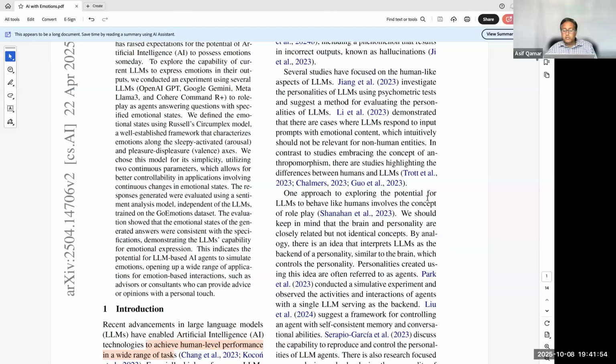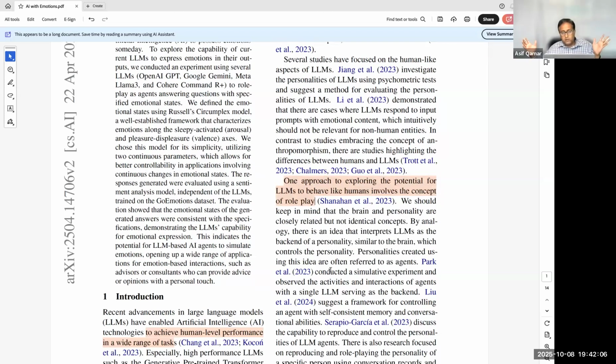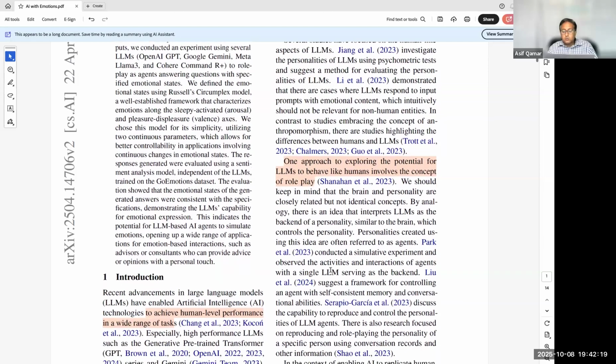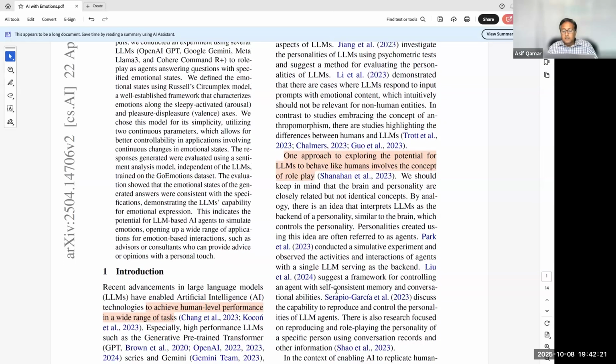Our approach to exploring the potential for LLMs to behave like humans involves the concept of role play. So what they are saying here is, the role play is nothing but telling the LLM to behave a certain way. Now we know the RESULTS framework. You can give any number of roles, right? Because it's a two-dimensional matrix, and it's a continuous space. Okay, so that's what this paper is trying to say.